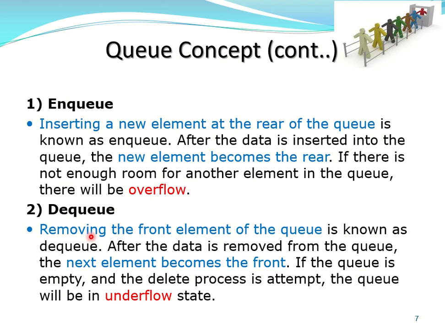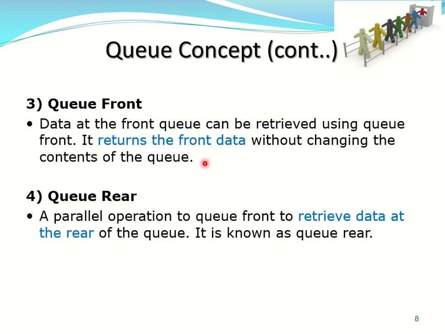For dequeue, removing the front element of the queue is known as dequeue. After the data is removed, the next element becomes the front. So if the queue is empty, then the queue will be underflow. How about queue front? Data at the front of the queue can be retrieved using queue front. It returns the front data without changing the contents of the queue. Only return what is the element, what is the value at the front of the queue.